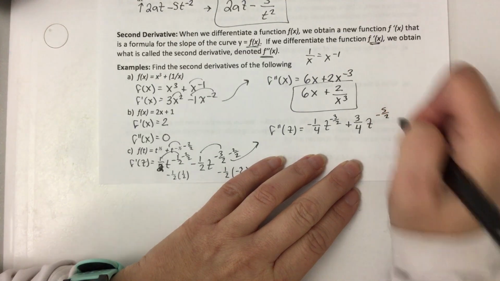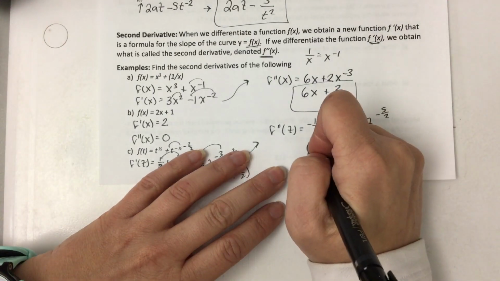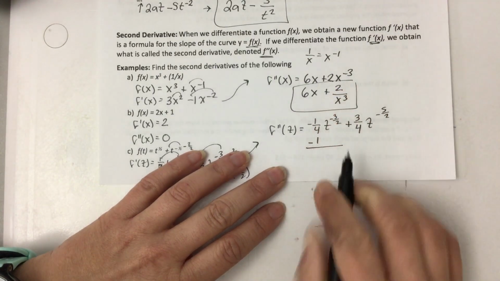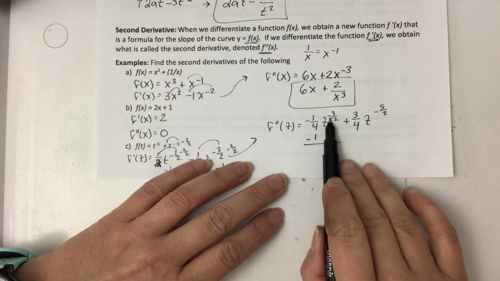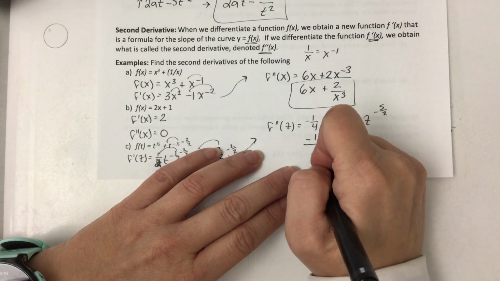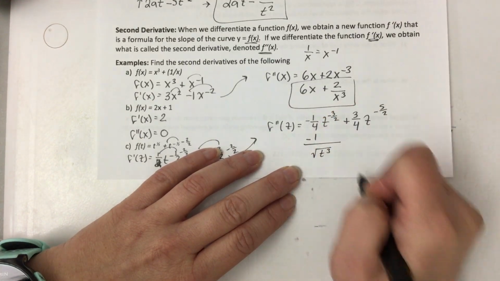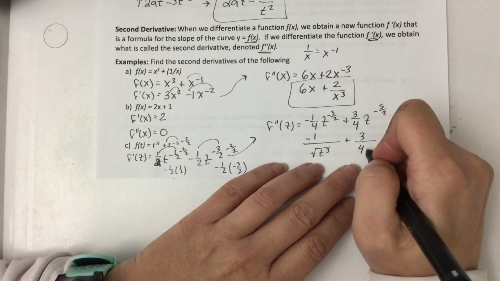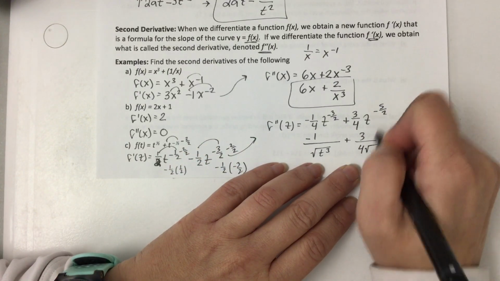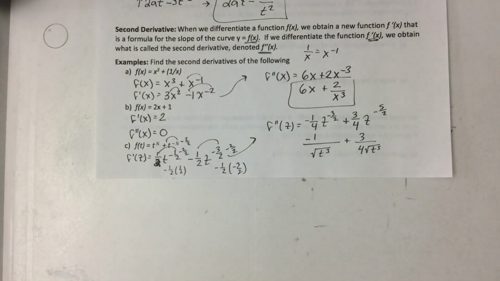So this is negative 5/2. Now if I go ahead and write this using rational exponents as radicals, this t is on the bottom. It's a square root of t cubed plus 3/4. This is on the bottom. It is a square root of t to the power of 5.